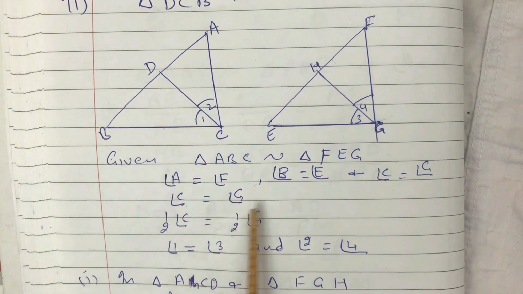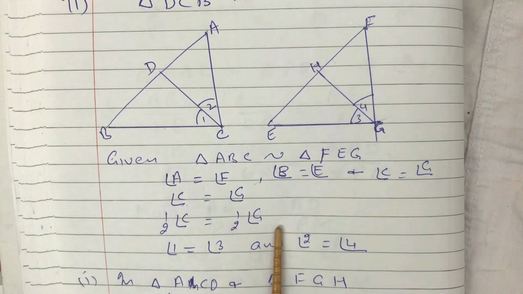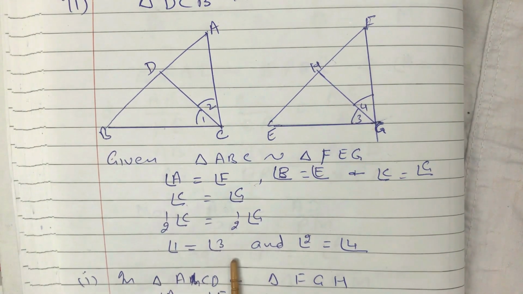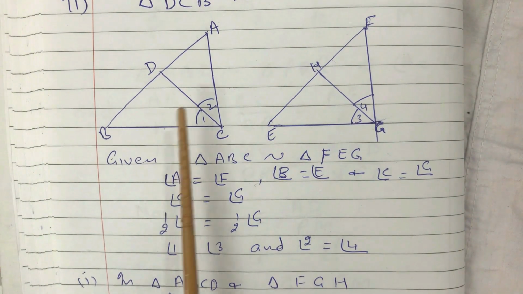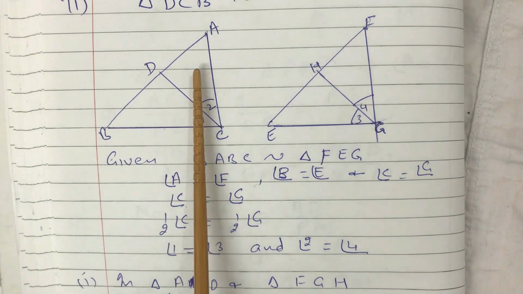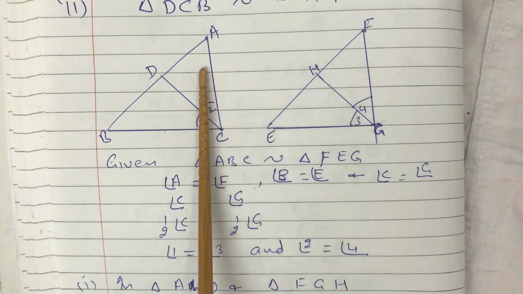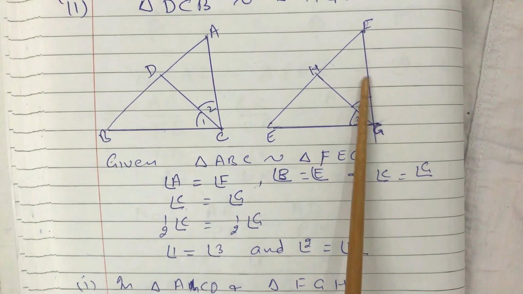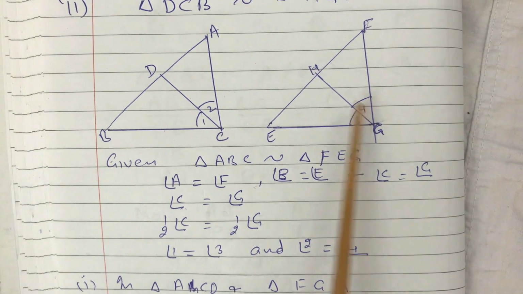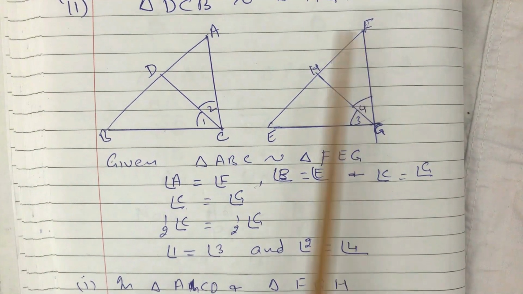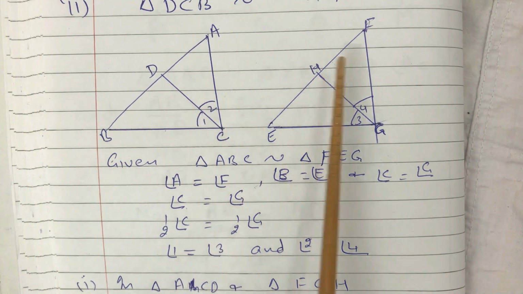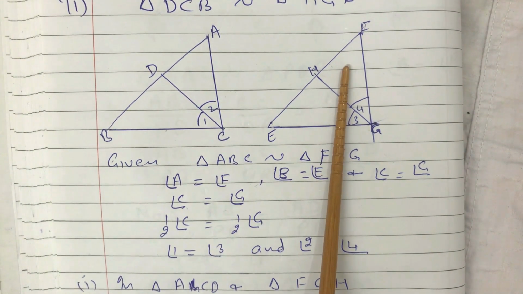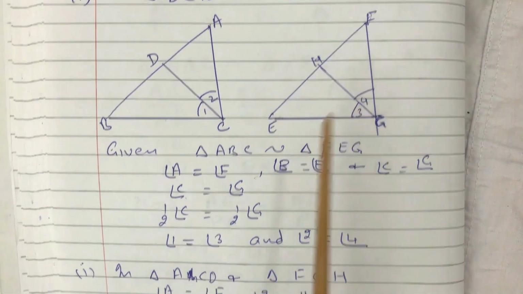So when angle C is equal to angle G, half of angle C is equal to half of angle G. It means angle 1 is equal to angle 3 and angle 2 is equal to angle 4. Now second, we will prove this triangle and this triangle are similar, and it's very much clear. Angle 2 is equal to angle 4, angle A is equal to angle F. So by AA criteria of similarity, these two triangles are similar and their sides are proportional.